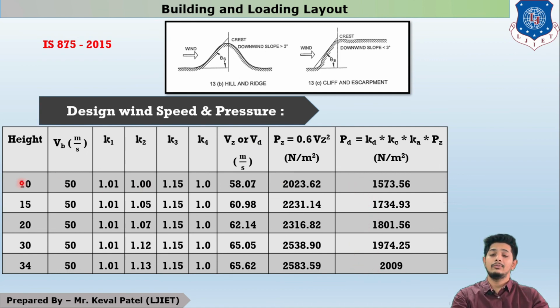Here I have got the Pd design wind pressure for 10 meter as 5073.56, for 15 meter height 1734.93, for 20 meter height 1801.56, for 30 meter height 1974.25, and for 34 meter height it will be 2009 Newton per meter square. So here my step number 1 and 2 are over.